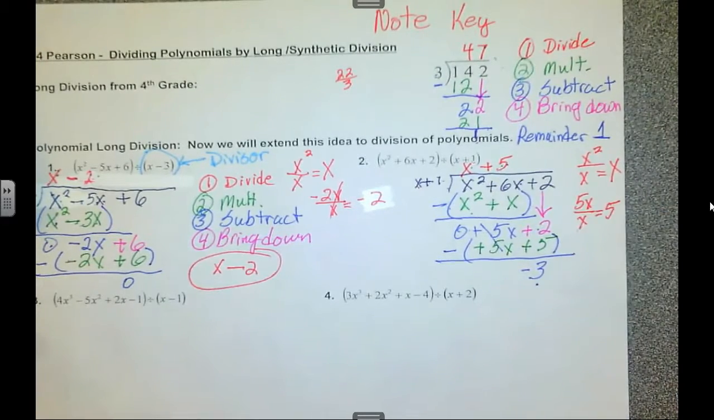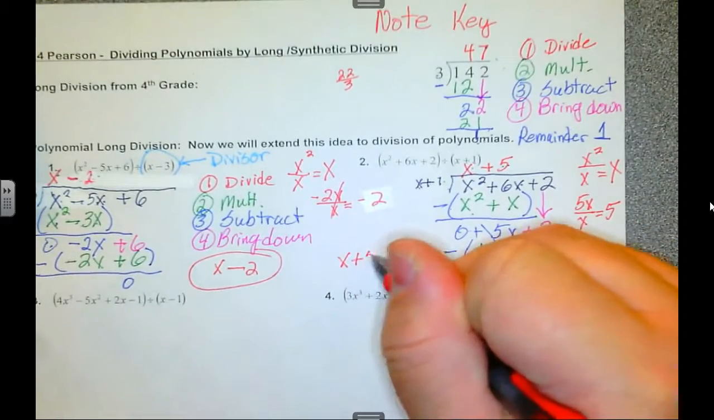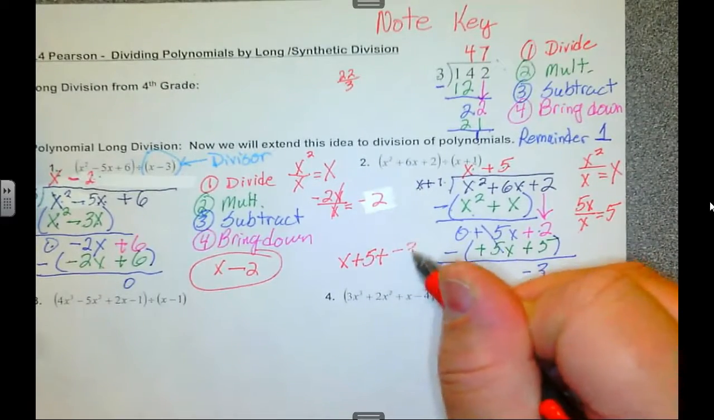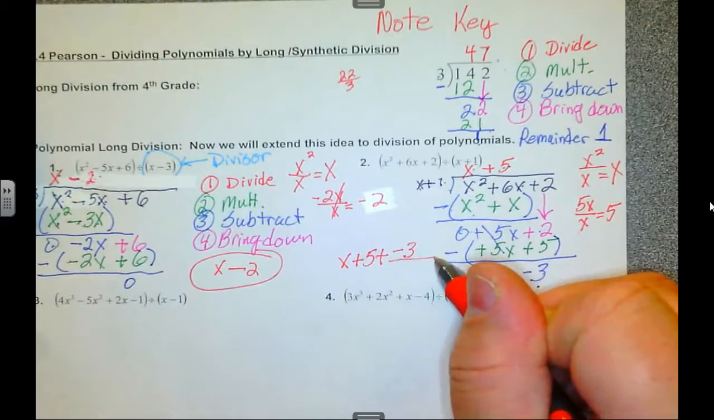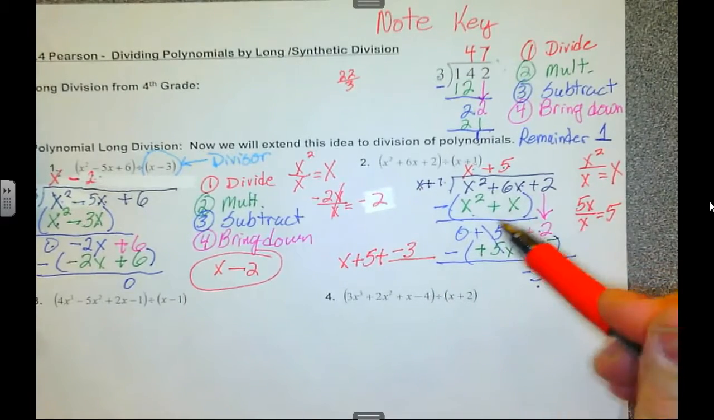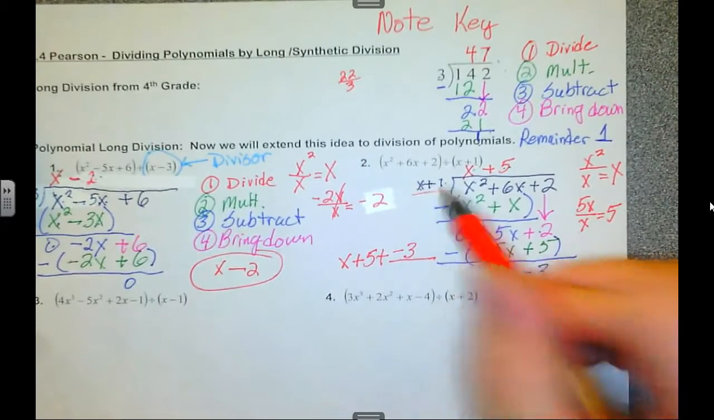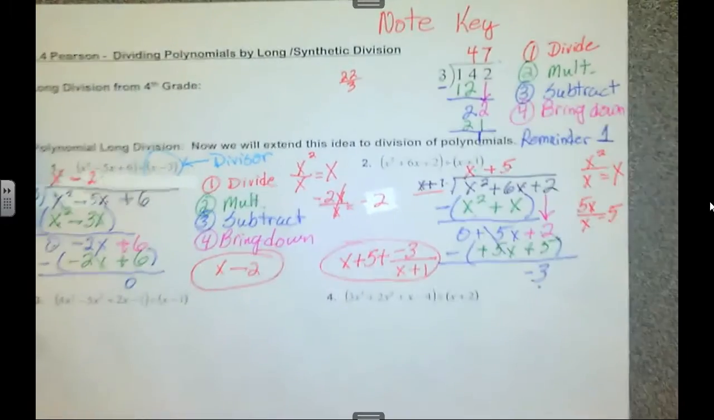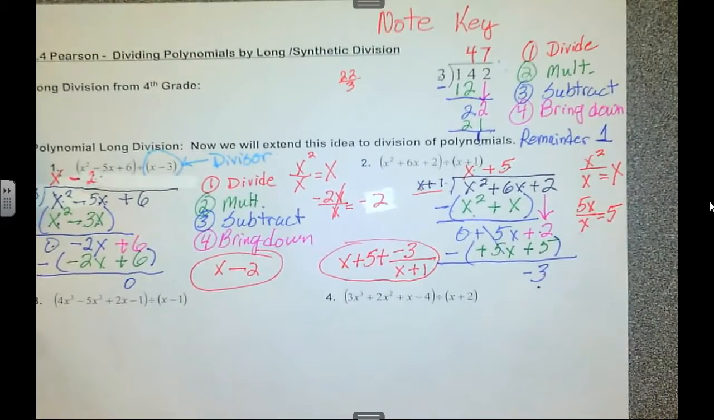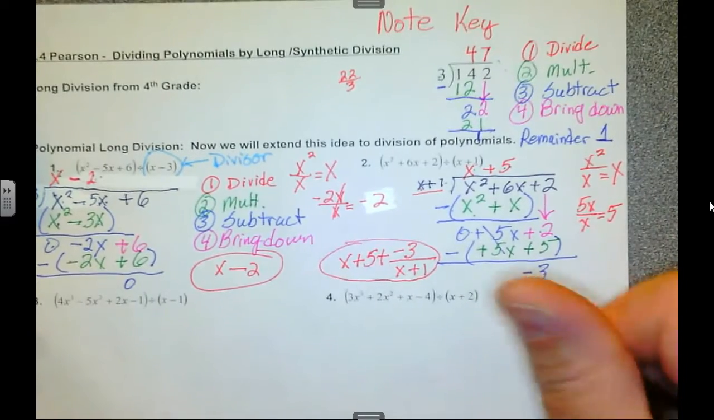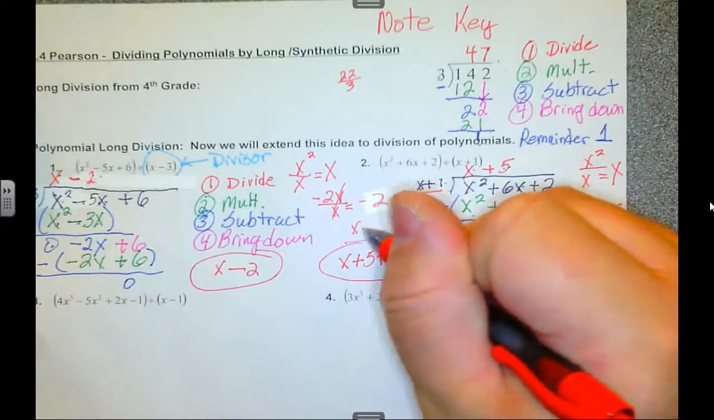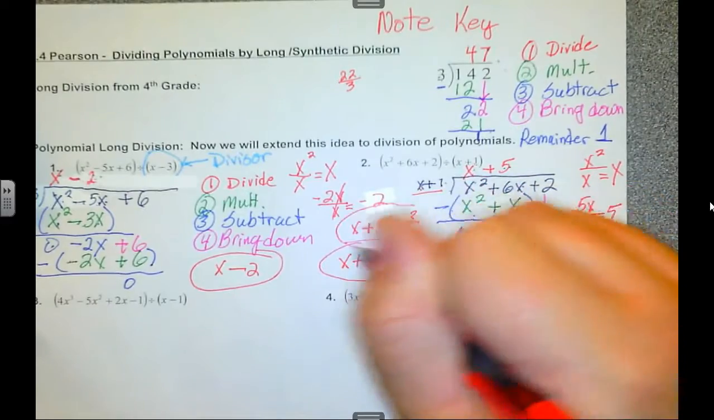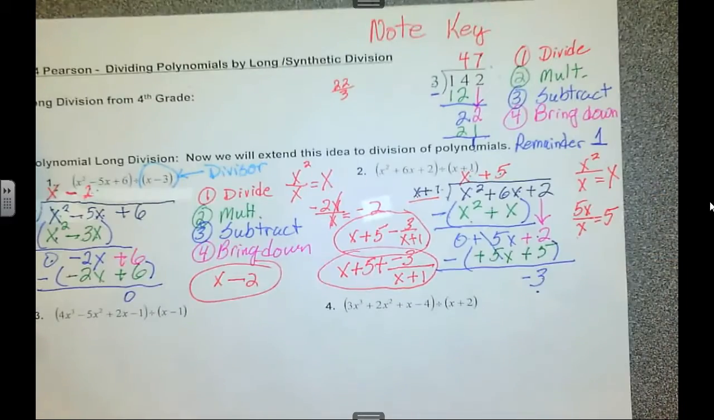Okay, our answer here is x plus 5 plus this negative 3, but we're going to put that negative 3 not over tens or hundreds or thousands. We're going to put it over our divisor, x plus 1. That's my answer. If you want to clean it up, you can put x plus 5 minus 3 over x plus 1. Obviously, I would prefer the simplified one.